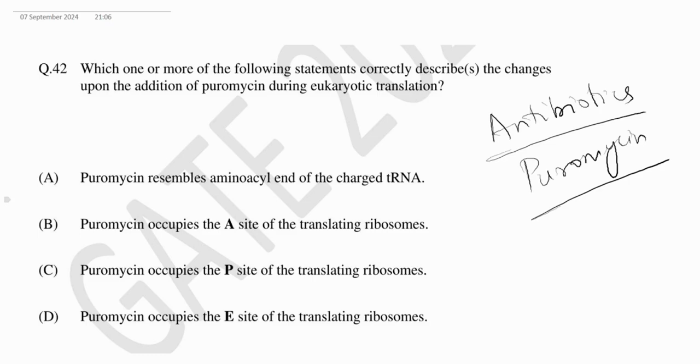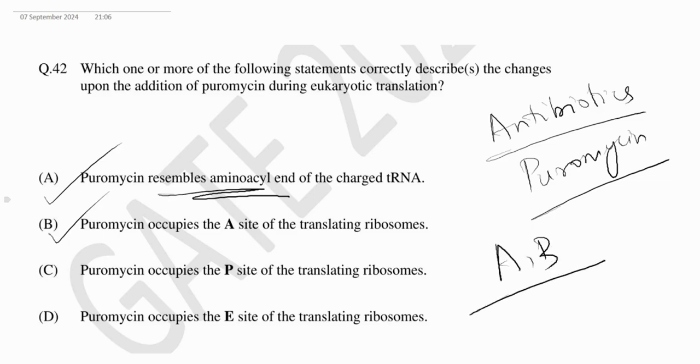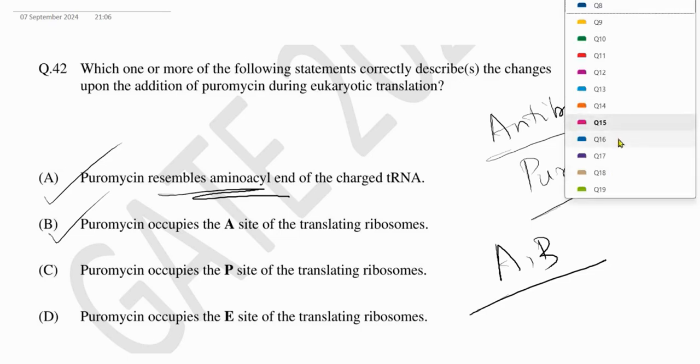First of all, it blocks translation by resembling the aminoacyl end of the charged tRNA. So option A is correct. However, you should know to which site in the ribosome it binds and hence blocks translation, and that is the A site. So the correct answers are options A and B. All right. Moving on to the next question.